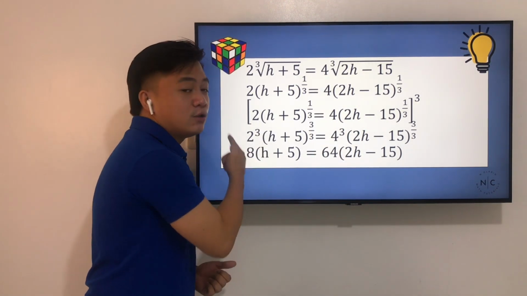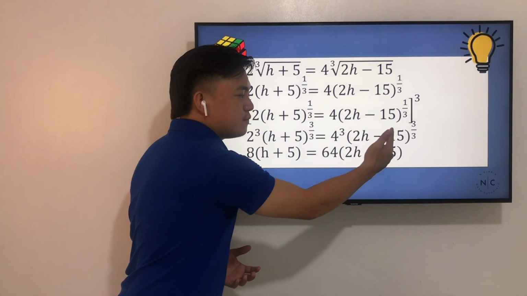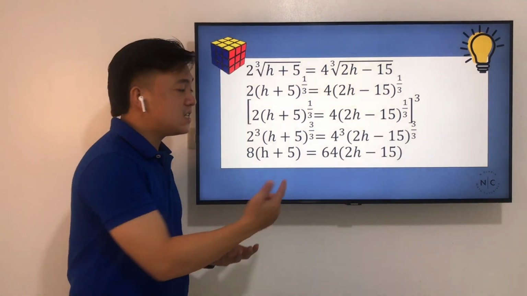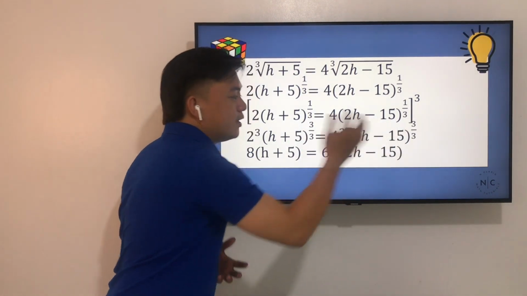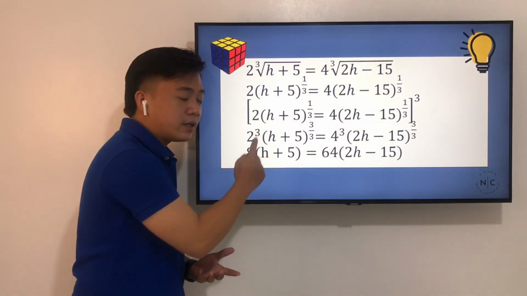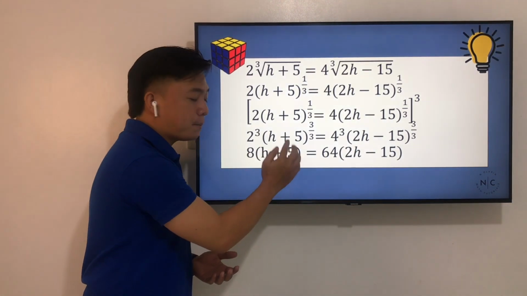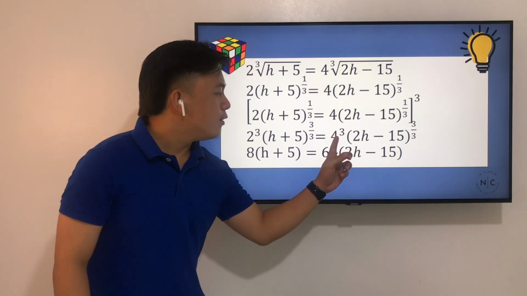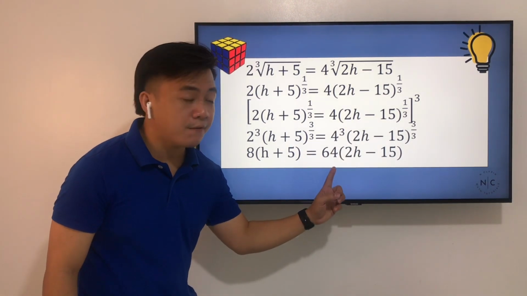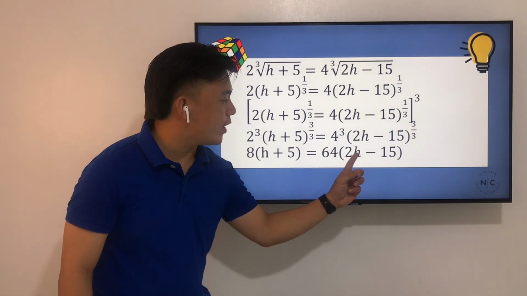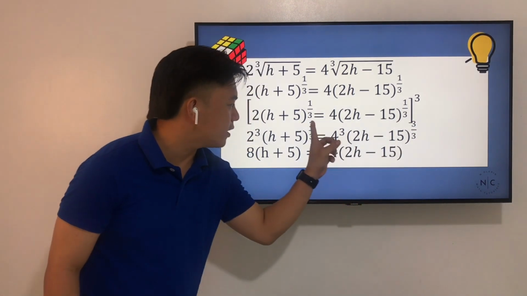Same doon sa ginawa natin doon sa 2. 2h minus 15 is raised to 1/3. Next is, ika-cancel natin itong mga to. And yung matitira is, yung 2 raised to 3 is 8. 2 times 2 times 2 is 8. And then, times h plus 5 is equal to, yung 4 raised to 3 is 64. So, 64 times 2h minus 15. So, cancel na itong dalawa na to.